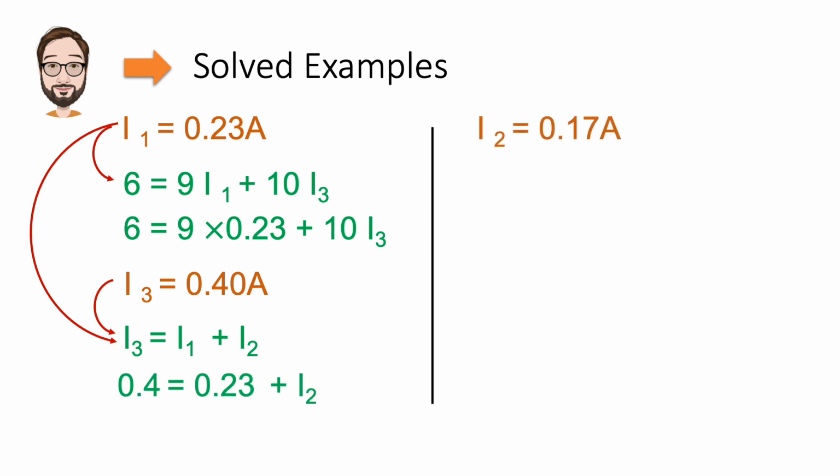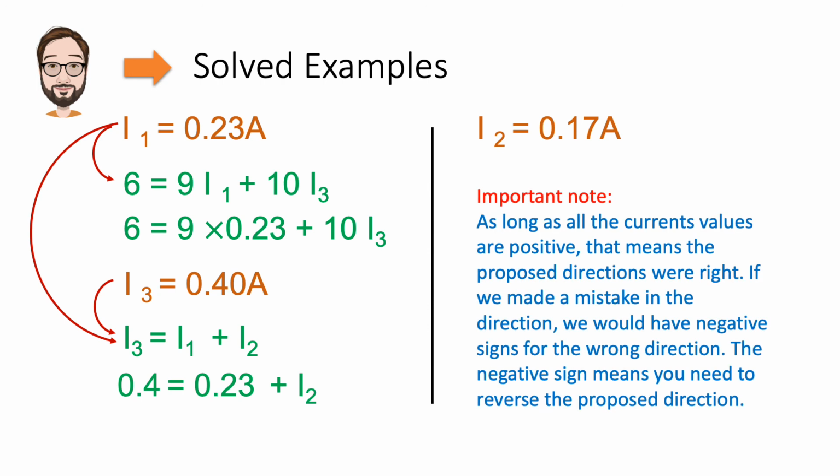There is an important note I need to add in the end. If you notice that all the currents are positive, what does that mean? When the currents are positive, that means the direction you proposed in the beginning was right. If you had any mistake in proposing those directions, you will find a negative sign. And this negative sign doesn't mean you made a mistake. It means only that you have proposed the opposite direction, and all you have to do is reverse the direction in your circuit, and that's it.